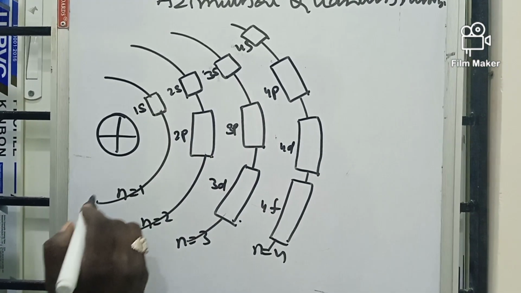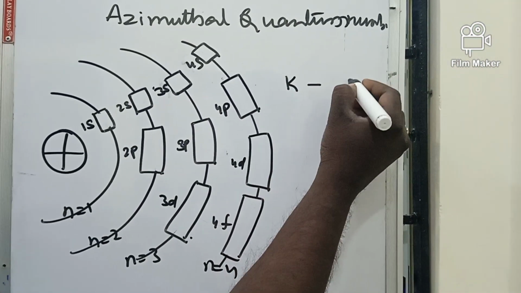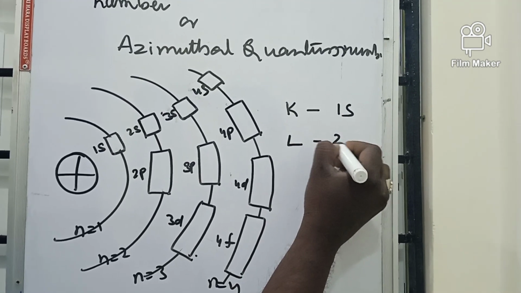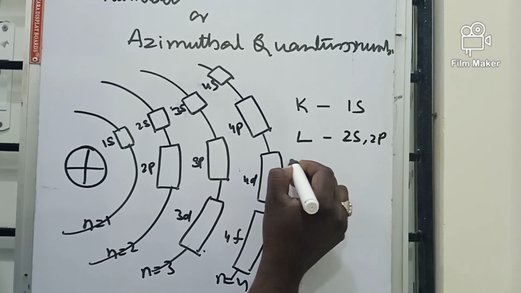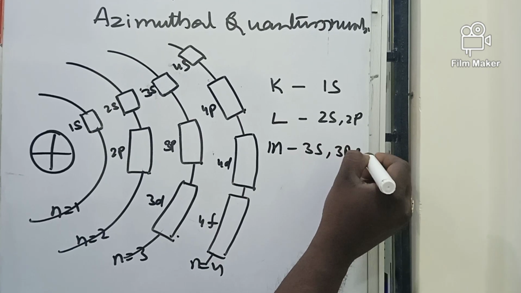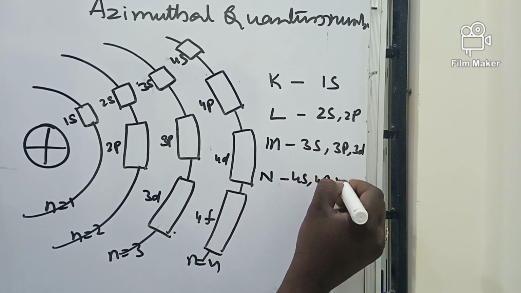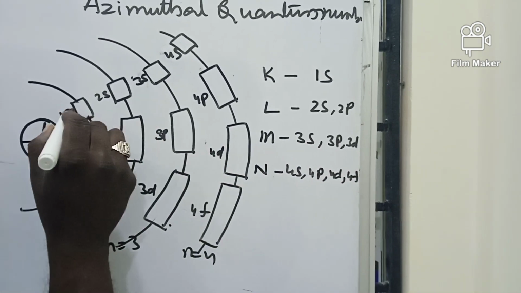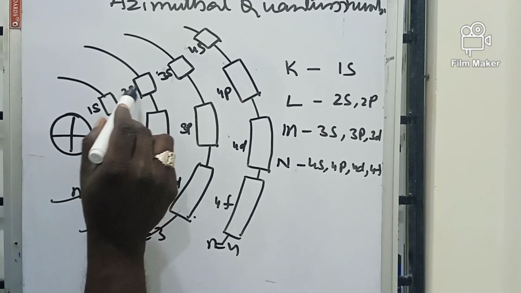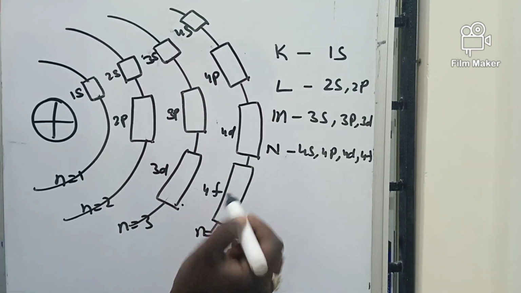So what are the various subshells in the orbit? In the first orbit, K shell, only 1s is the subshell. In L shell, 2s and 2p are the subshells. In M shell, 3s, 3p and 3d are the subshells. In N shell, 4s, 4p, 4d, 4f. These are also called orbitals: s orbital, s and p orbitals, s, p, d orbitals, s, p, d, f orbitals.